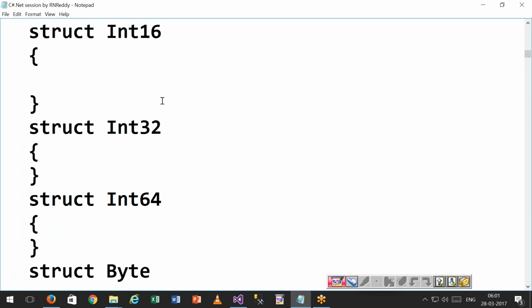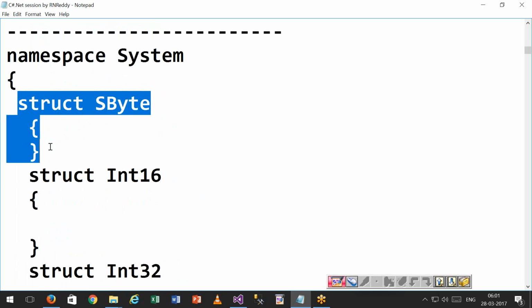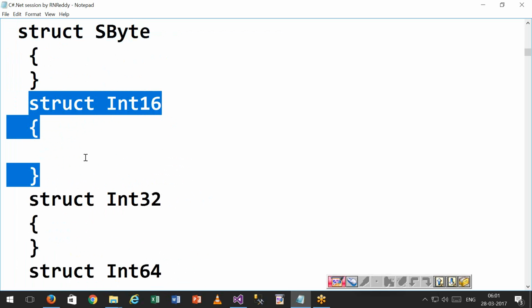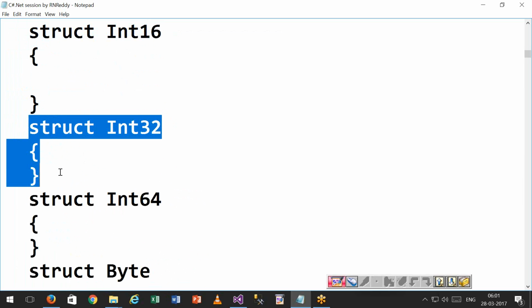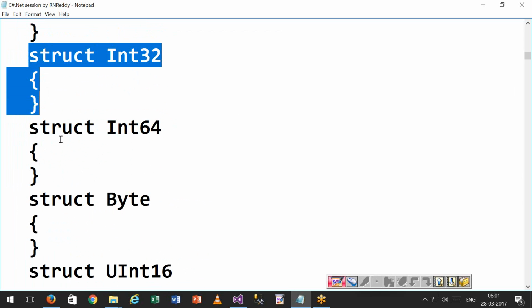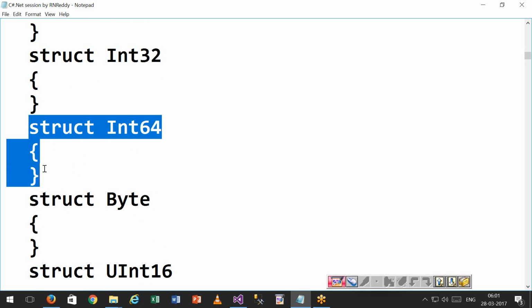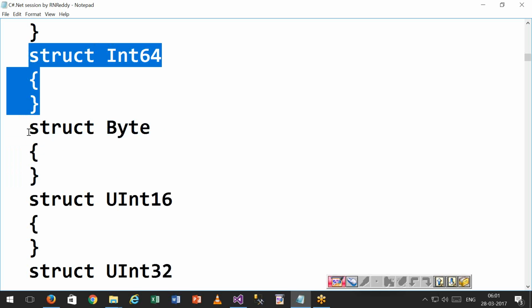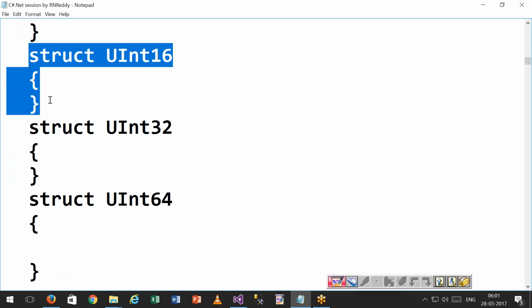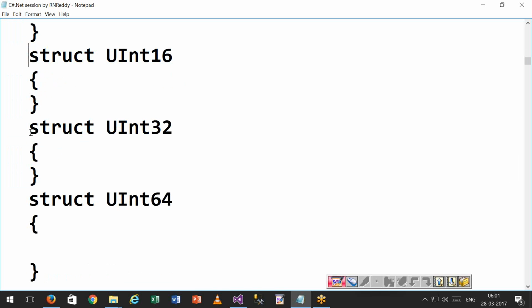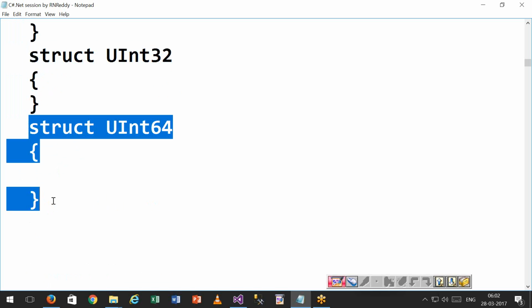Numerical data types. This represents byte. This represents Int16. Which data type? Short. Int32 represents integer, 32 bits. Int64 represents long. Byte represents byte. Then unsigned short, U short. U int. U long.